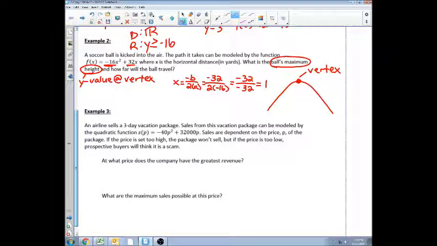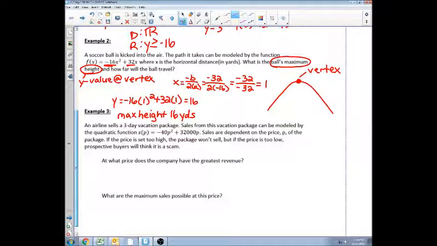In order to find my y value, I will take positive 1, plug it back into the equation. So y would equal negative 16 times 1 squared plus 32 times 1. If I type that straight through in my calculator, I'll end up with positive 16. Knowing the y value at the vertex tells us what the ball's maximum height would be. So the ball's maximum height is going to be 16 yards.